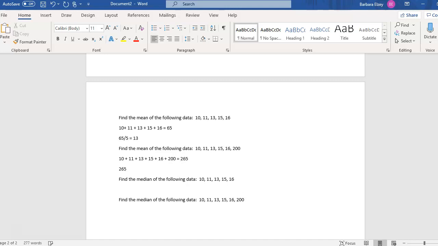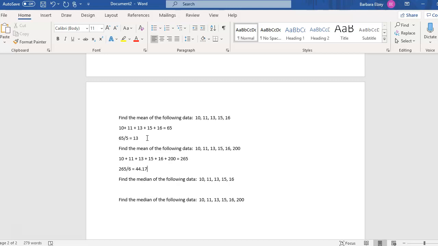And now we want to take our 265, and this time we have 6 pieces of data, and divide it by 6. That gives us a mean of 44.17 if I round off to 2 decimal places. Now notice what that additional value that was so far away from the others did to our mean. We went from a mean of 13 to a mean of 44.17. So an important point: if we have an outlier or an extreme value in our data set, the mean is not a good measure of center because an extreme value moves our mean toward that extreme value. So if we have an extreme value, we're not going to use the mean.